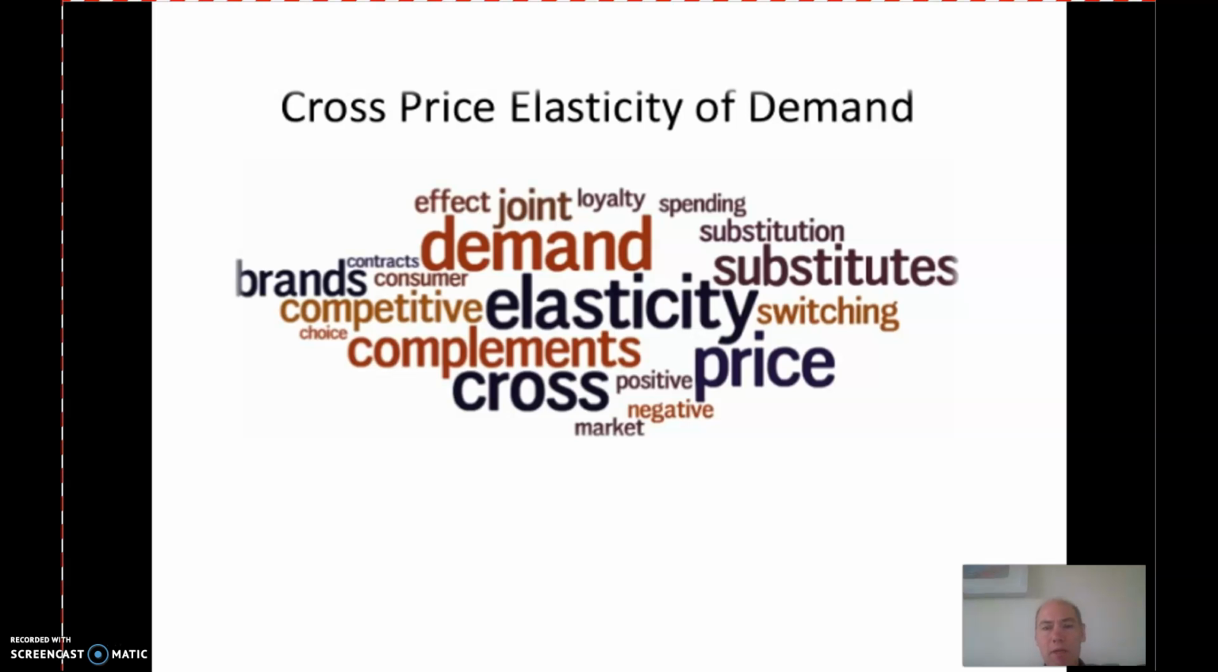Hi everyone, we're looking at the topic of cross-price elasticity of demand today. If you have a look at the Wordle, you'll see a number of terms that you are already familiar with.